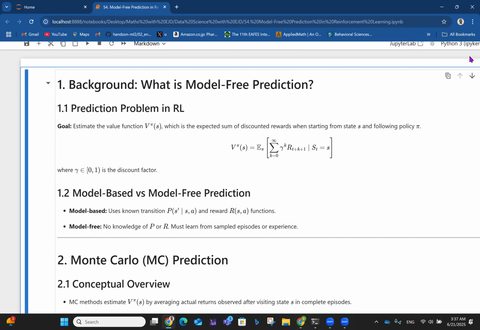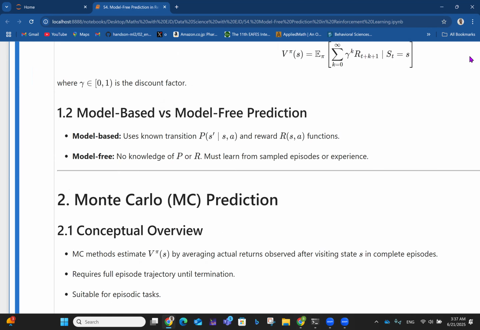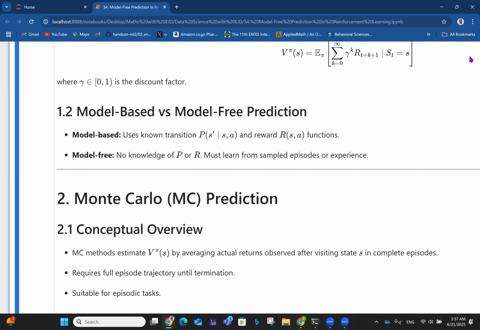So, model-based versus model-free prediction. Model-based uses known transitions. So you are taking the probability of being in a new state, given that you've taken a particular action at a previous state, and the reward is based on the action you took at the previous state. Those are these two functions, so you use known transition P and reward R functions. Then model-free is where you have no knowledge. Dynamic programming, which we looked at the other time, requires knowing all the possibilities. But here you don't have all the knowledge. You have no knowledge of P or R and must learn from sampled episodes of experience.